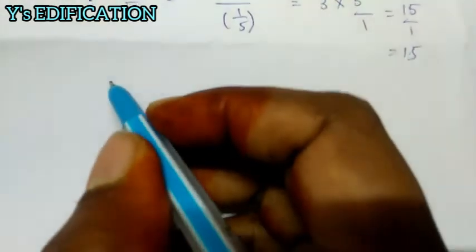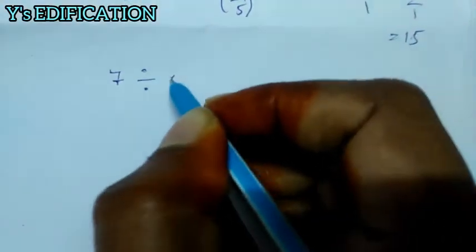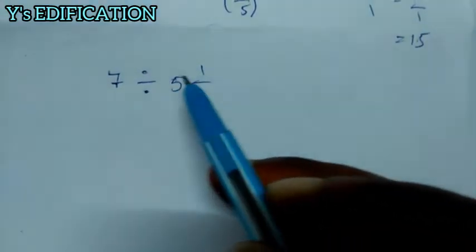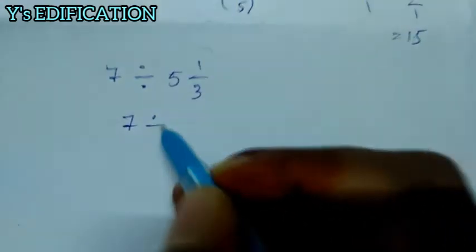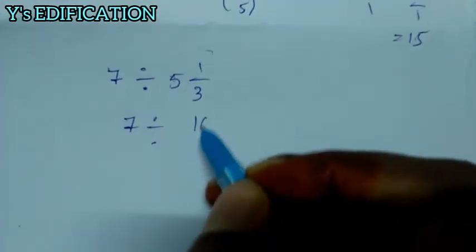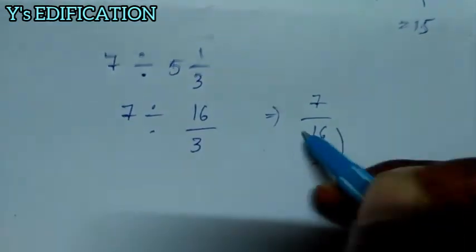Now let us do it with a mixed fraction. Okay. 7 divided by 5 1 by 3. So how do I have to divide this 7 with 5 1 by 3? First convert this mixed fraction into an improper fraction. 5 into 3 is 15. 15 plus 1 is 16 by 3. So how will I write it? 7 by 16 by 3.